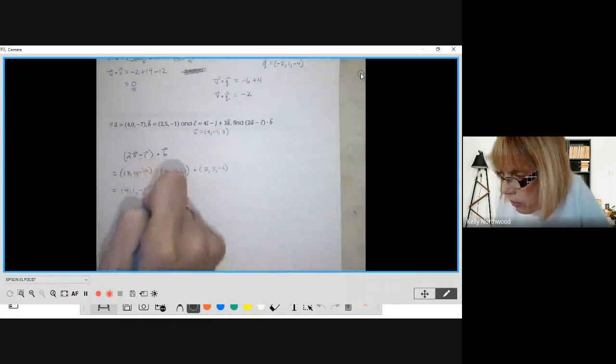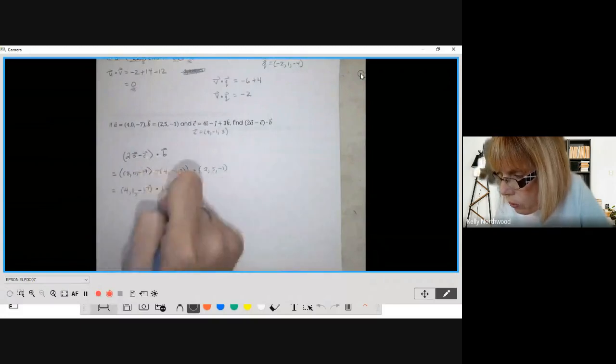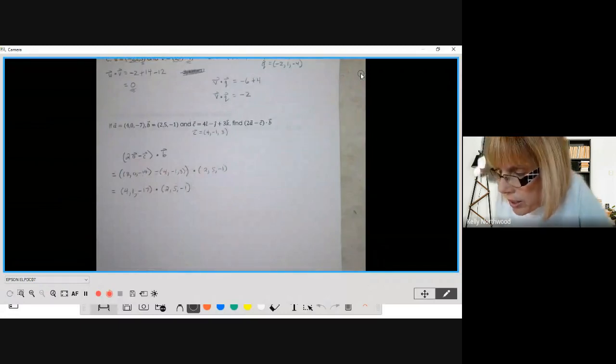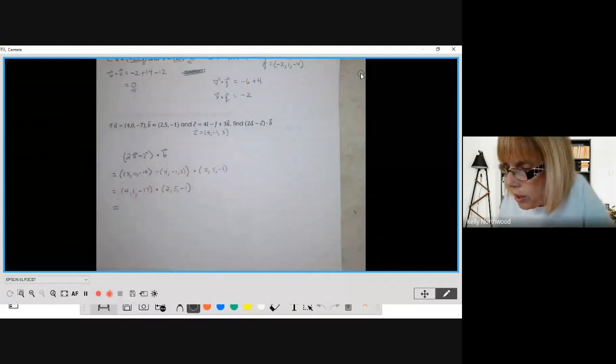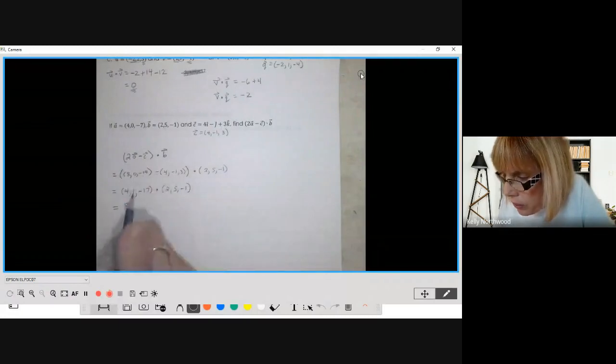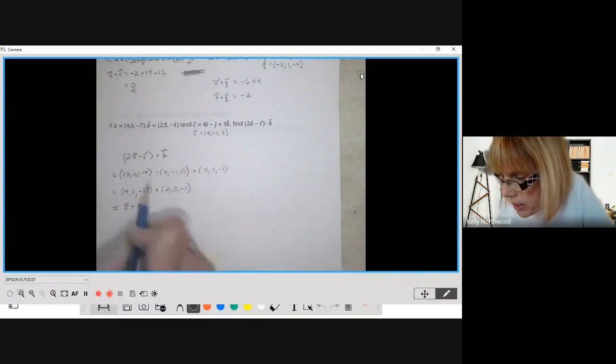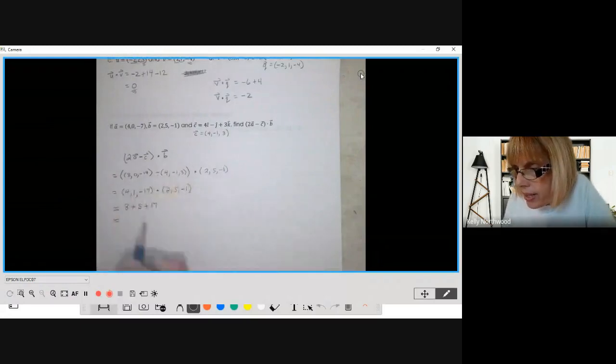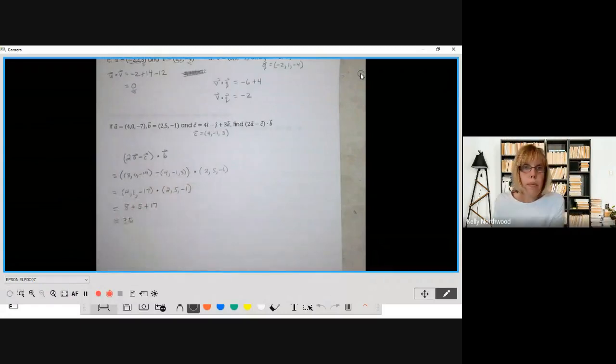And now we're going to dot that with vector 2, 5, negative 1. And then we know dot is multiply the components and add. So 4 times 2 is 8, plus 1 times 5, so plus 5, and then plus negative 17 times negative 1 is positive 17. So that's going to end up giving us 13 and 17, which is 30. So there's our dot product of vector 2a minus c dotted with vector b.